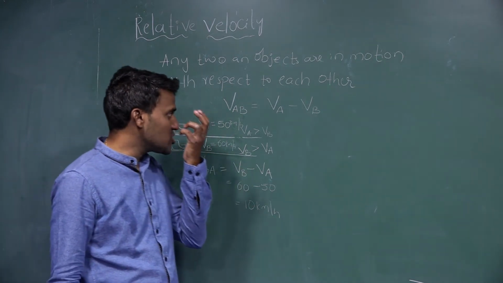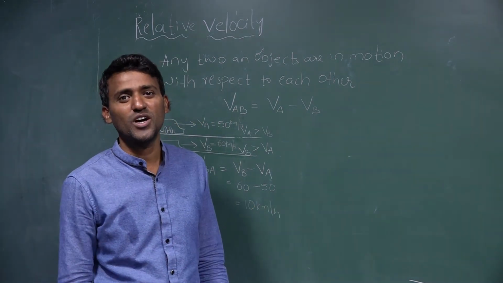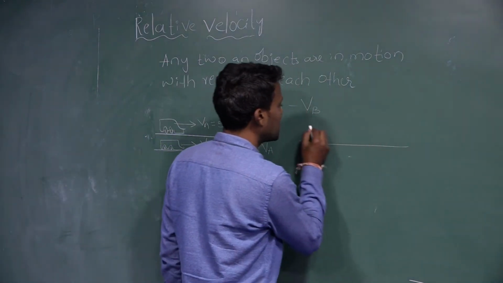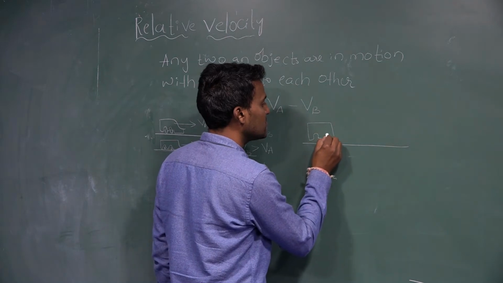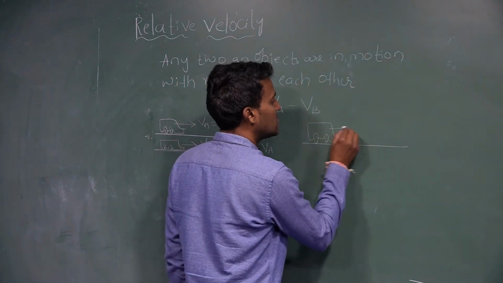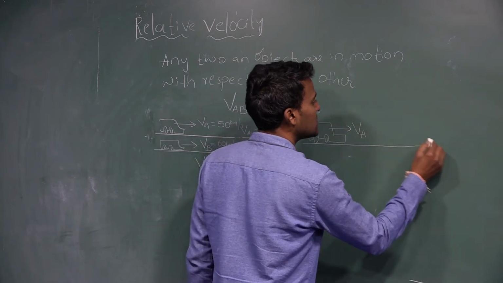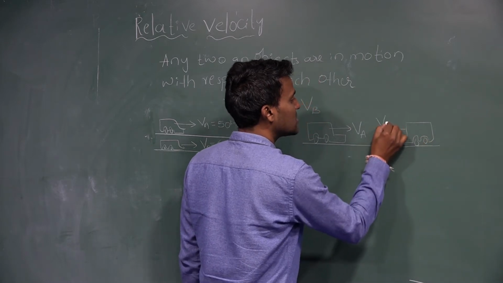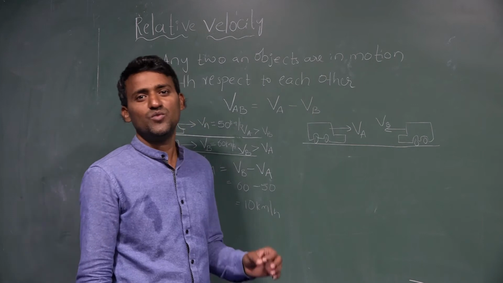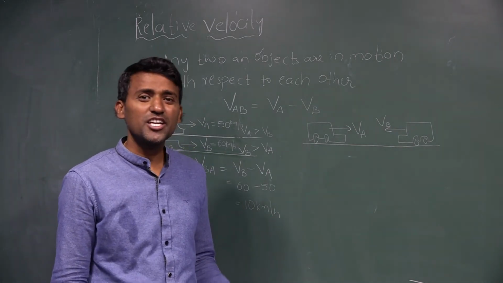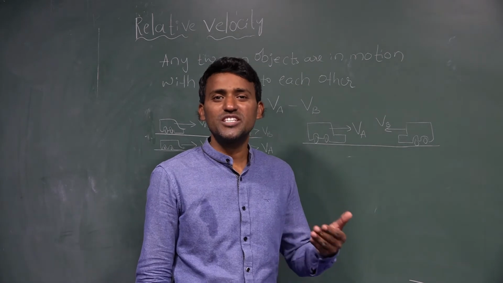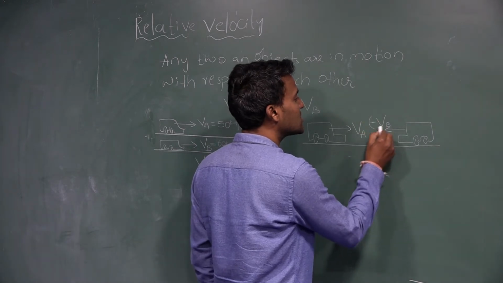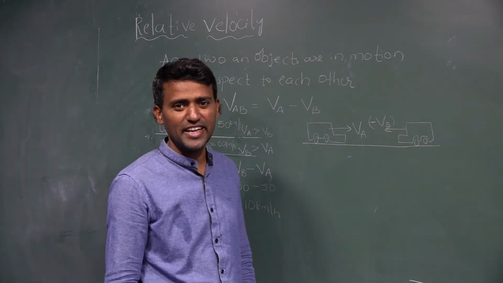For example, if the two cars are in opposite directions, at that time, how is it? See, once again I am writing here. The car is moving with a velocity VA, and here is one more car moving with a velocity VB. Velocity is a vector quantity. One direction if you consider as positive, the opposite direction we have to consider as negative. So if VA is positive, VB we have to consider as negative, isn't it?